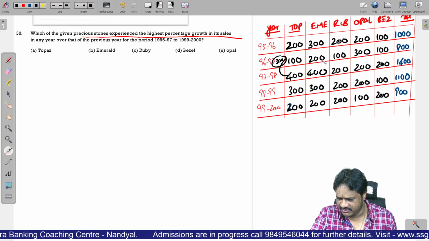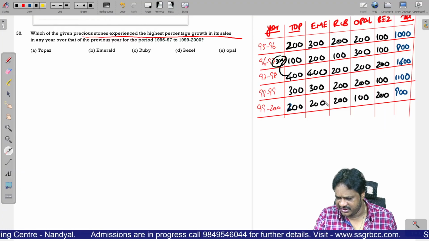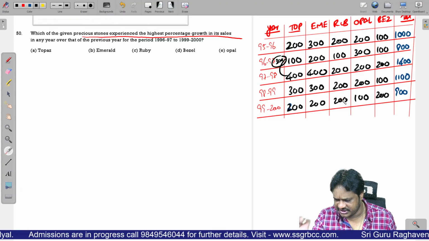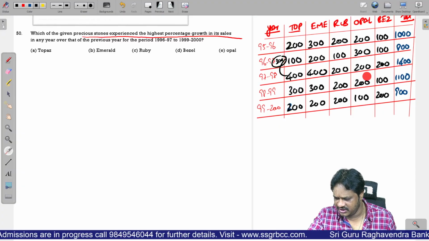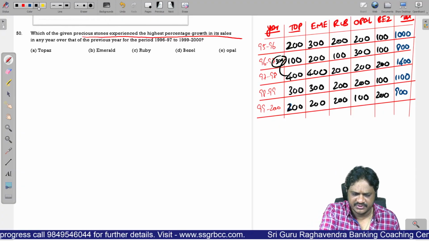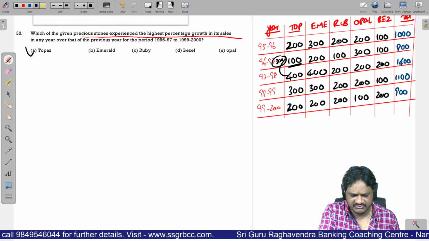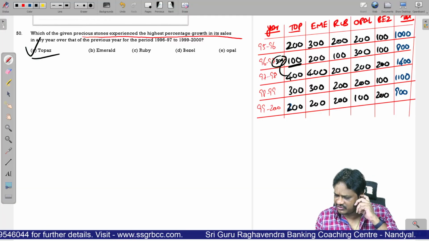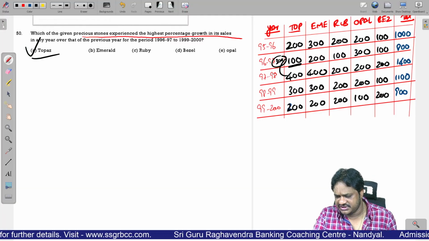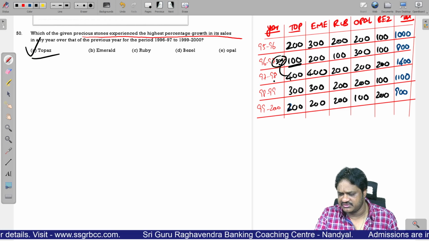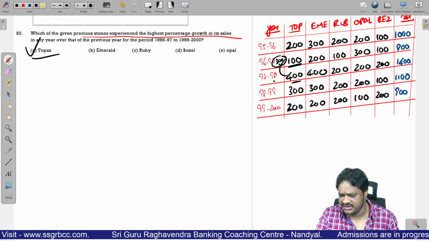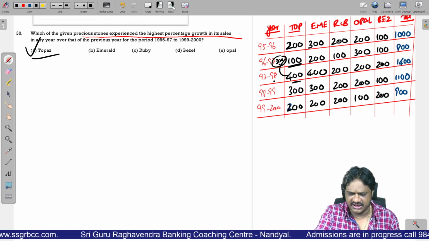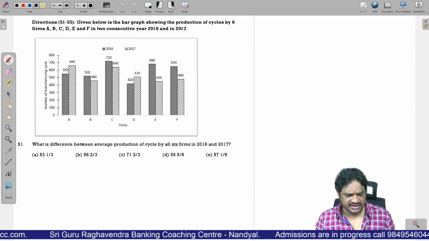Let us take emerald. Only 200 increase. Again decrease. If you take ruby, only 100 increase. After that, it is stable. If you take opal, it is decreasing. If you take bezel, only 200 increase. So maximum increase you can see for topaz when compared to 96, 97, 98. It is increased by 3 times. Topaz is the correct answer. Let us see the next one.